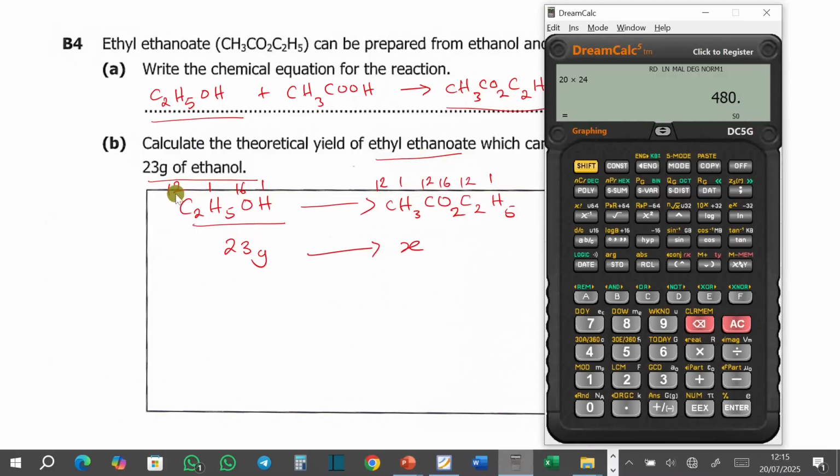So I'll start by saying 12 times 2, because carbons are 2 here. Here I'll say 5 plus 1, there will be just 6 hydrogens, plus 16 for oxygen. I'm getting 46, so I'll put 46 here.